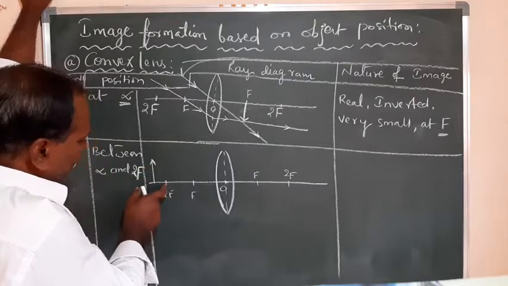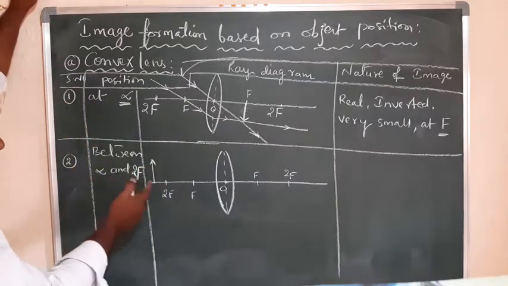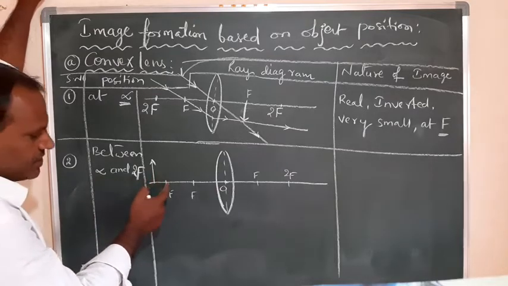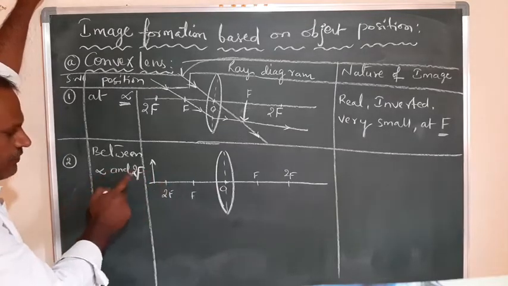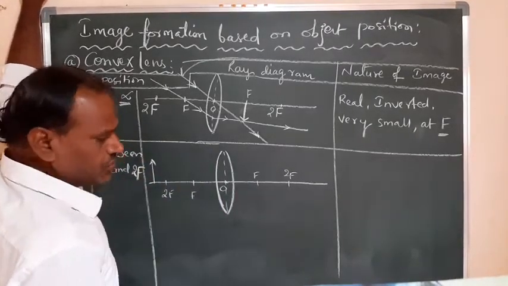2f is here. Infinity is somewhere at a long distance, so the long distance we cannot draw now. So I am writing here this object is there between the 2f and infinity. This is the object. For this object, where can you get the image? So that I can draw here.